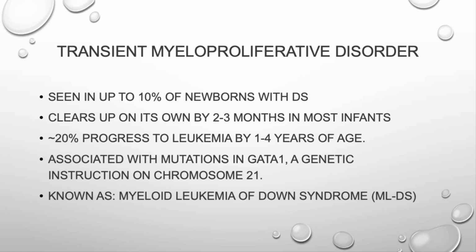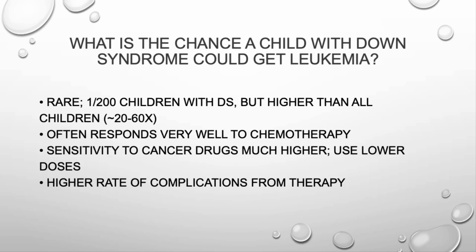One of the things that you should remember is that we do complete blood counts on all of these kids on a regular basis. There appears to be a gene within chromosome 21 called GATA1 that seems to be responsible for this unusual form of leukemia.